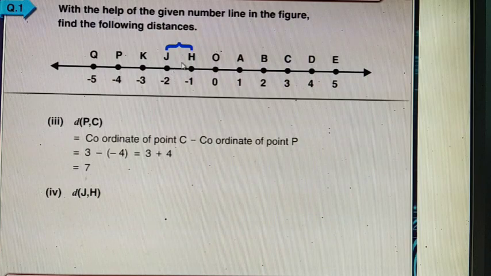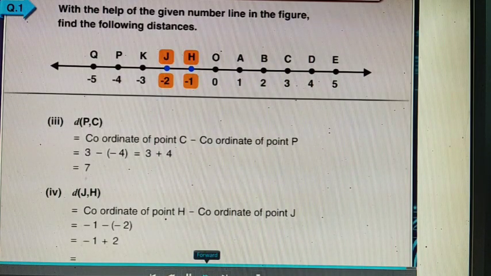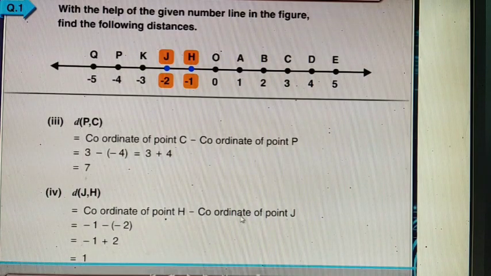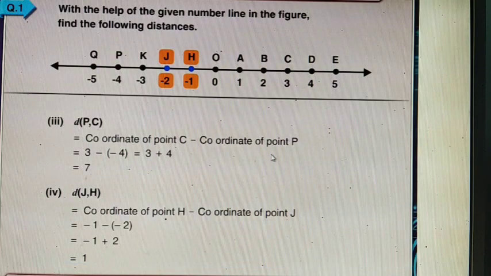Distance between J and H. Which number is greater here? H is greater. Since both are negative, as we go on the left side, the number goes on decreasing. Here minus 1 is greater than minus 2. Therefore coordinate of point H minus coordinate of point J, minus 1 minus of minus 2, minus 1 plus 2, answer will come 1. Therefore the distance between J and H is equal to 1.